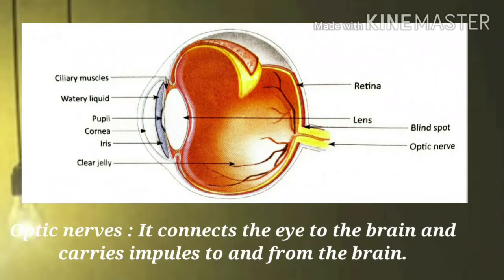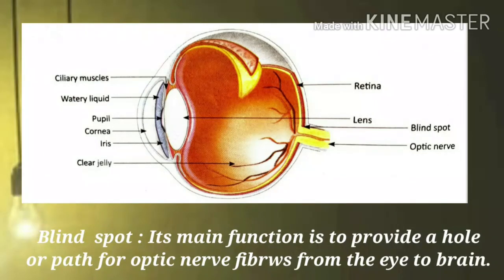Next we are going to discuss about blind spot. This is a portion on retina where nerve fiber enter the optic nerves. This portion does not have any rod and cones, and image falling on this portion of retina cannot be seen. This spot is known as the blind spot.